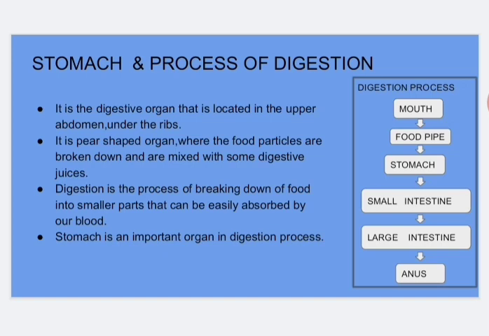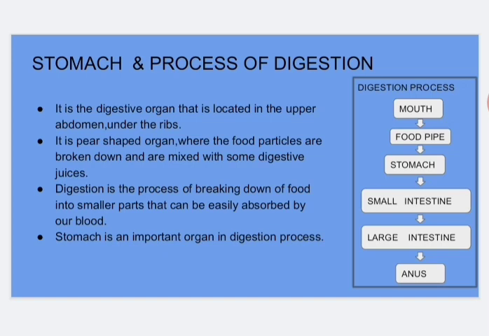Partial digestion occurs through saliva only, and then it goes easily into the food pipe because it contains some amount of saliva. Then after the food pipe, it goes directly to the stomach. Food pipe does the work of connecting mouth and stomach. Stomach, what does it do? Already I told you. It is where the food particles are broken down and mixed with some digestive juices.